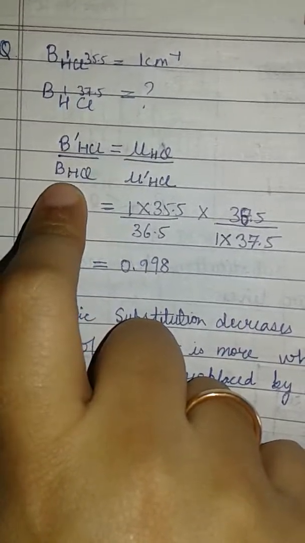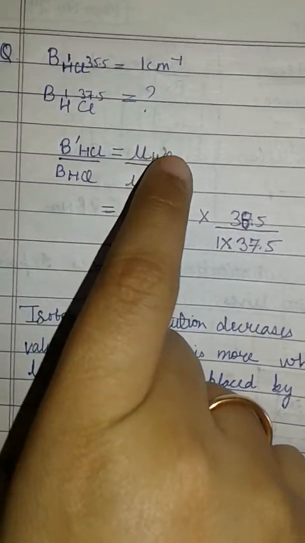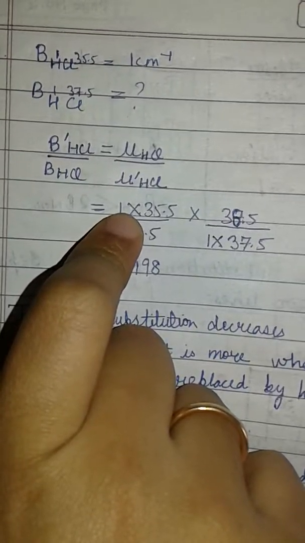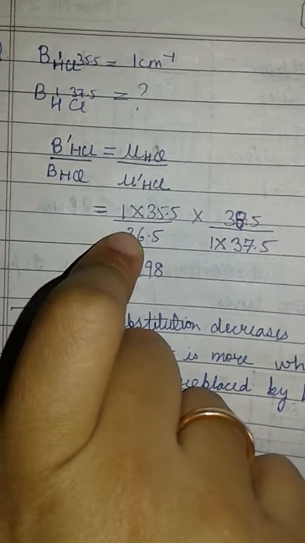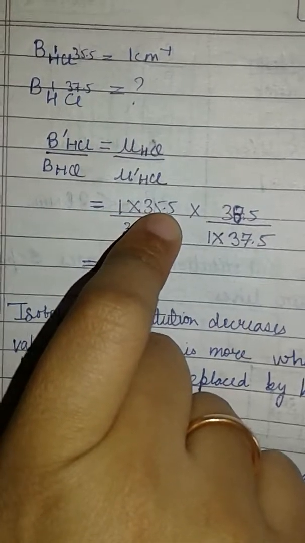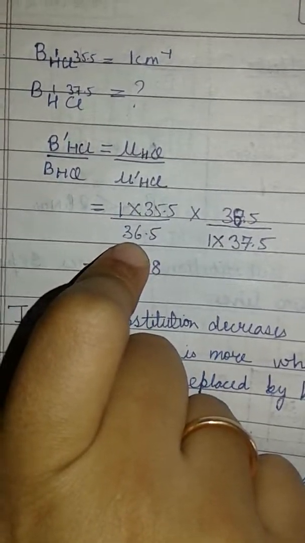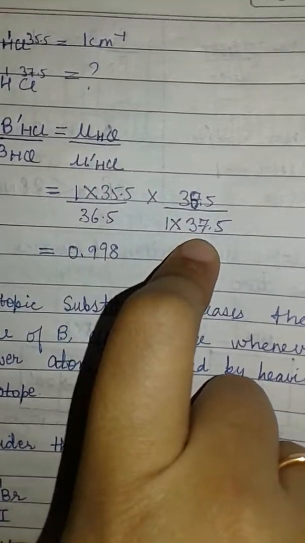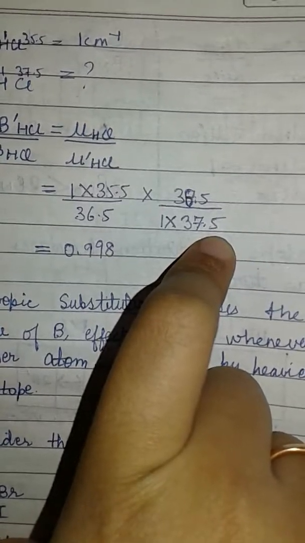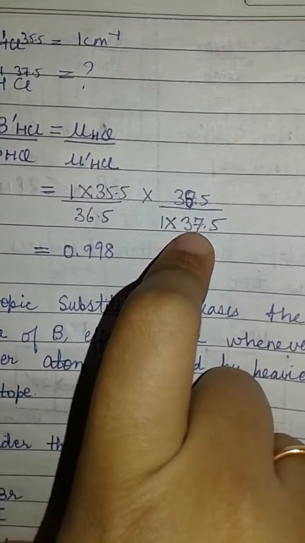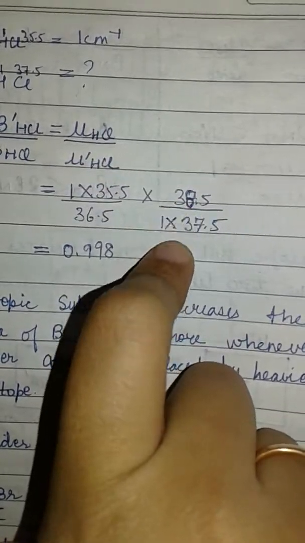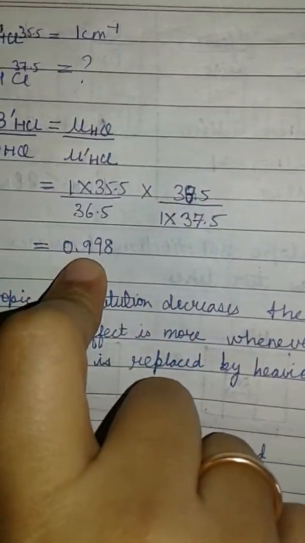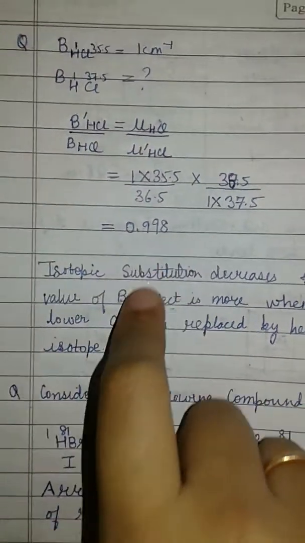B for isotope upon B for normal molecule equals mu of normal molecule upon mu of isotope. So we know that mu is m1 into m2 upon m1 plus m2. So 1 into 35.5 upon 1 plus 35.5 is 36.5. Similarly in the denominator, 1 into 37.5, because the chlorine mass is 37.5 here as it is the isotope, and 1 plus 37.5 is 38.5. On solving this we get around 0.998.